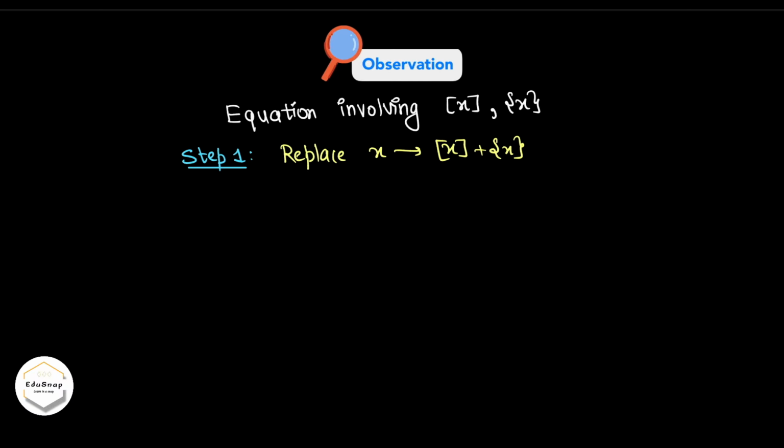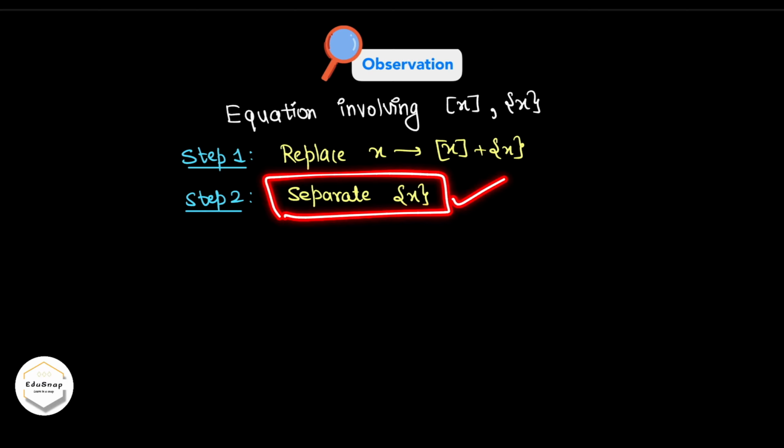Step 1 is going to be what? Replace the x with this one. That is, you have to just break the x into two parts. The first is going to be the integer one, the second one is going to be the fractional one. Now step 2 is going to be what? You have to separate the fractional part of x here.